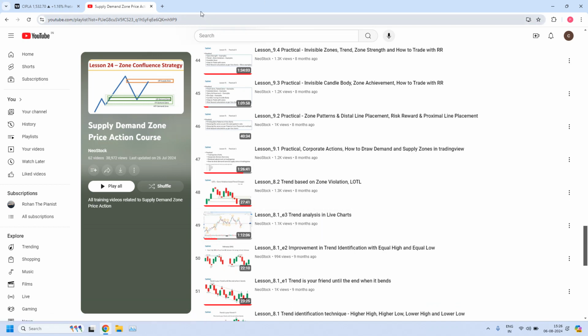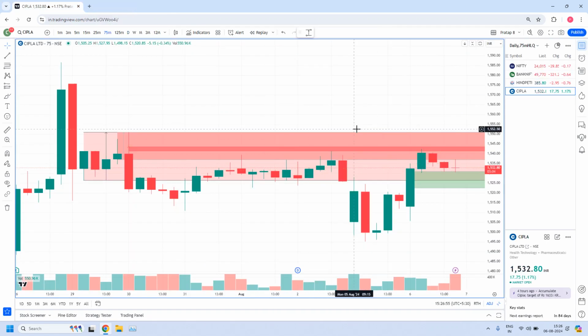Now let's get into the analysis of the high liquidity zones generated at the end of yesterday's report. We identified two high liquidity zones. One is Hindustan Petroleum. This we already discussed yesterday and we got a trade from this zone. Apart from that, we have one more, CIPLA, identified for today's trading. CIPLA is a 75 minutes high liquidity zone.